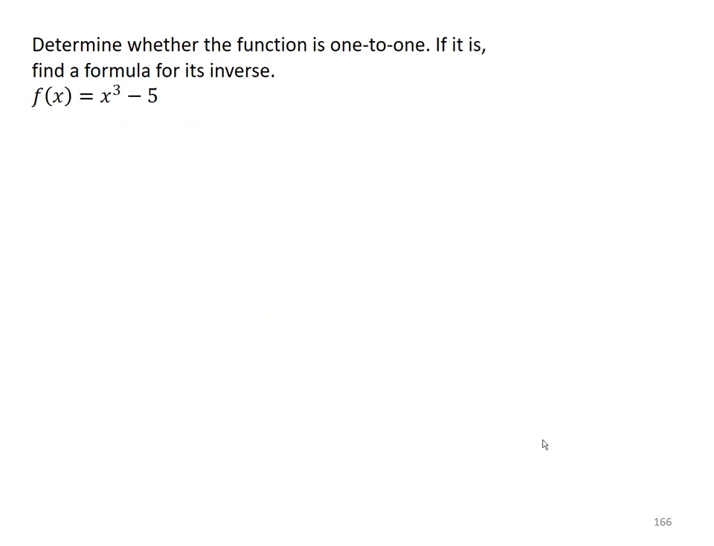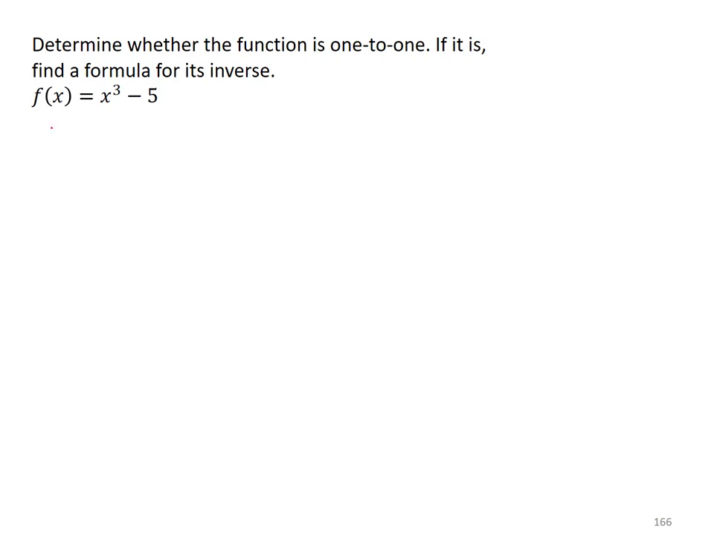Now, for the function f of x equals x cubed minus 5, I know that a cubic function, x cubed, is going to, just like a linear function, since it has a positive a value, increase going from left to right always. So this is, in fact, going to be 1-to-1. Now, we want to find the formula for its inverse.